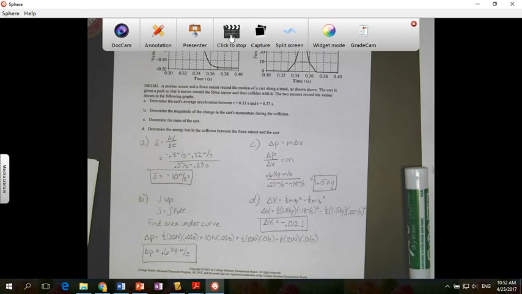Then they ask you for the energy lost in the collision. So I'm just taking the change in kinetic energy. Because it's on a flat track, there's no change in potential energy, so I just take the difference in my energy values for kinetic energy, and I find my energy change. So this one's a nice, straightforward one that you can do.